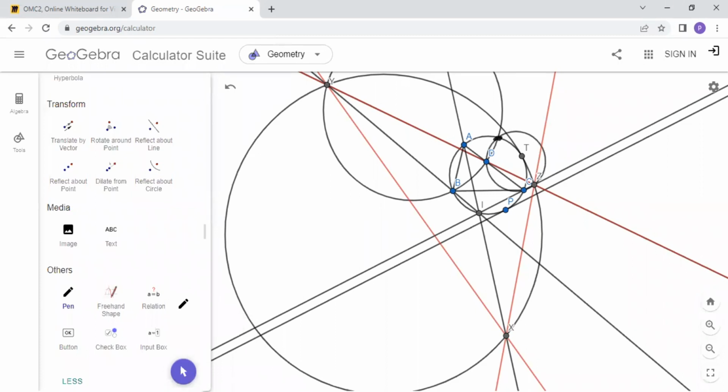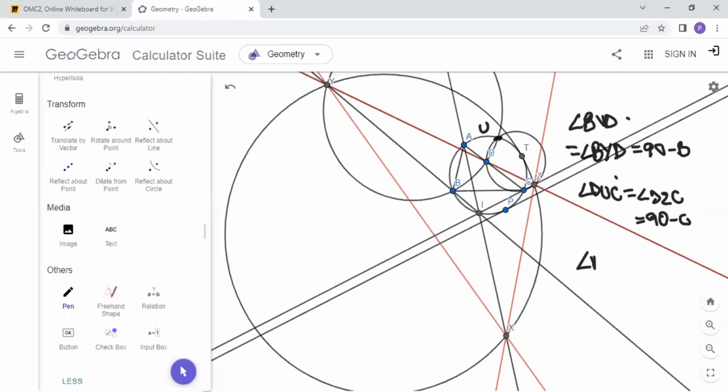Why is this true? Let this intersection point be U. We have angle BUD is equal to angle BYD, which is equal to 90 minus B, and angle DUC is equal to angle DZC, which is equal to 90 minus C. So when we add these two angles, we get BUC is equal to angle A. So U lies on the circumcircle. So awesome, that was a nice claim.